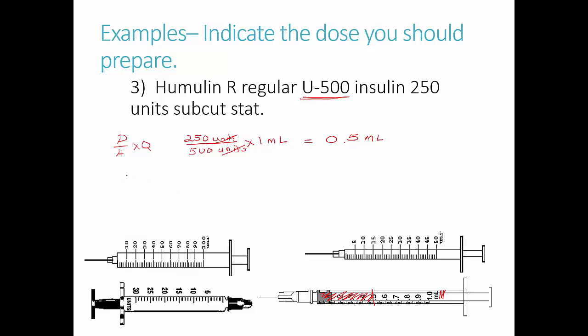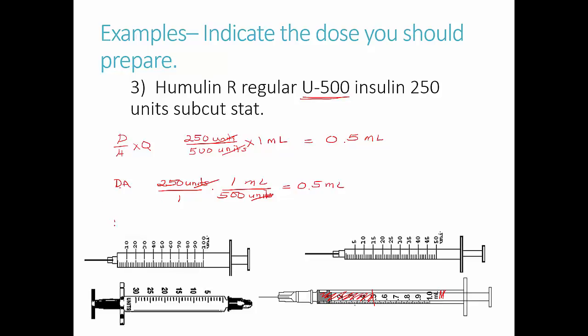Now, if you prefer dimensional analysis, you can set it up that way as well. So we can have our order 250 units, and we'll put that over 1 to make it a fraction. We want to cancel units, so 500 units goes on the bottom, and that's in 1 mL. Cancel our units, do our math, and we get the exact same answer.